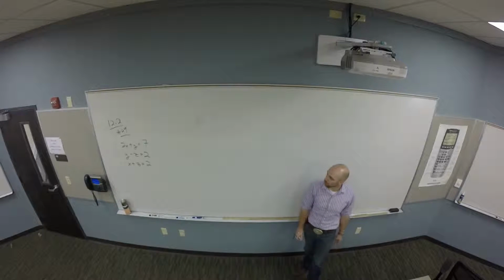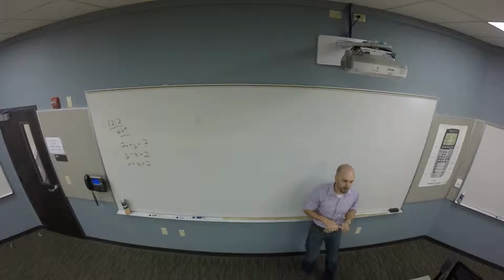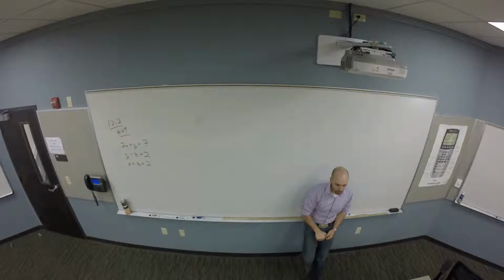Alright, so let's try 12.2, number 49. They tell me that I should solve this thing using an augmented matrix. And I start with 2x plus y is 7, y minus z is 2, and x plus z is 2. So can you guys make this into a matrix for me?